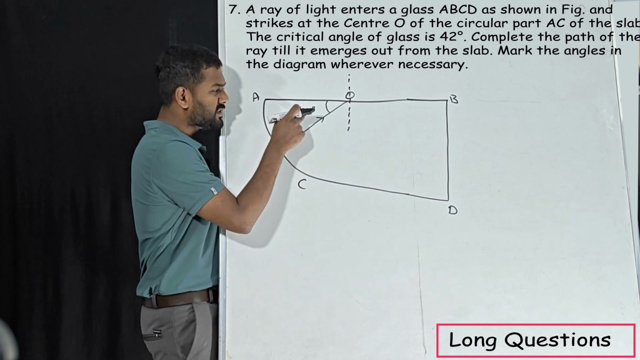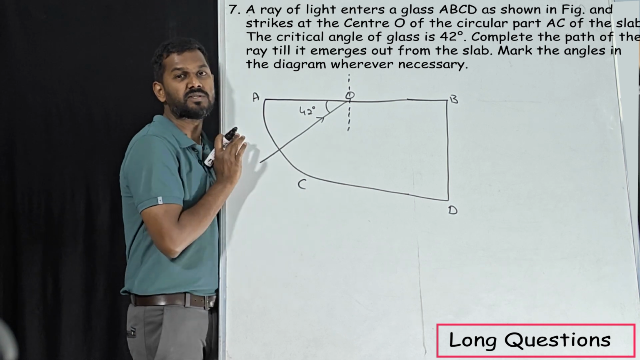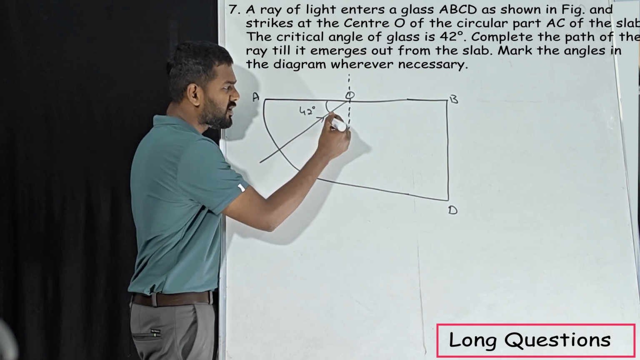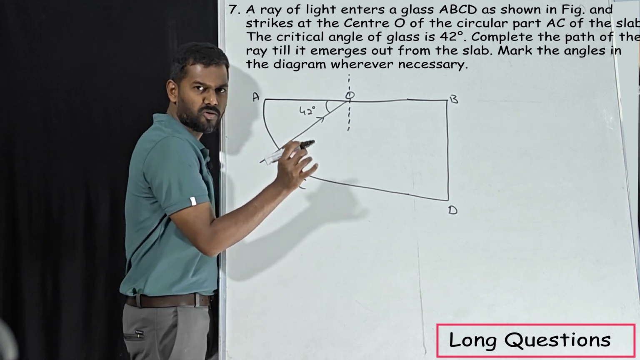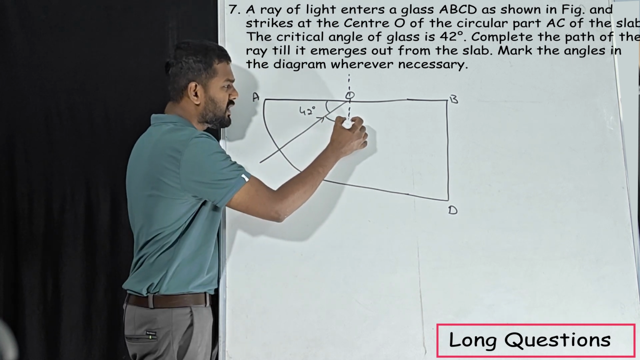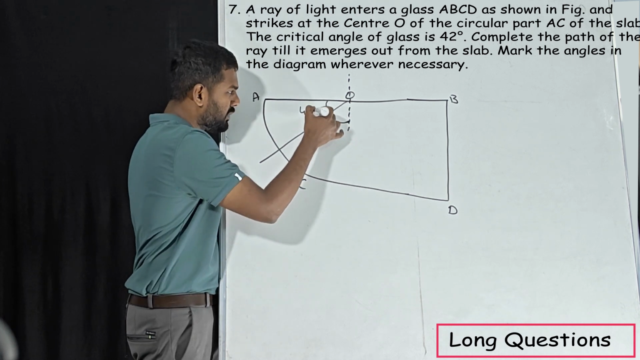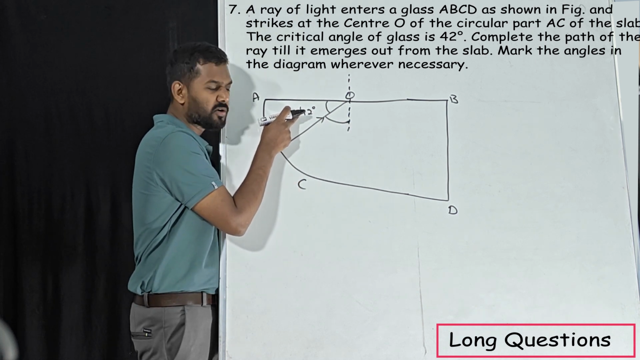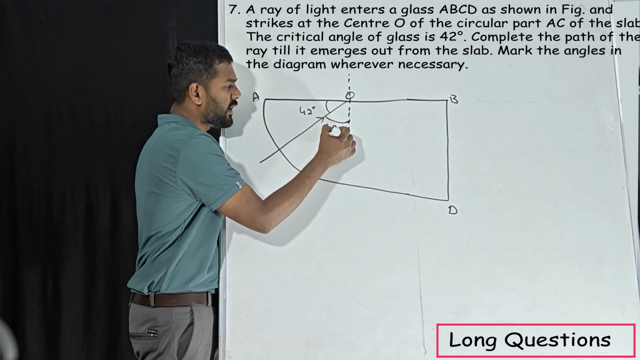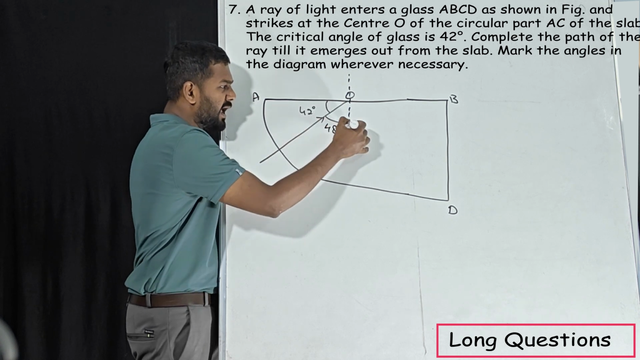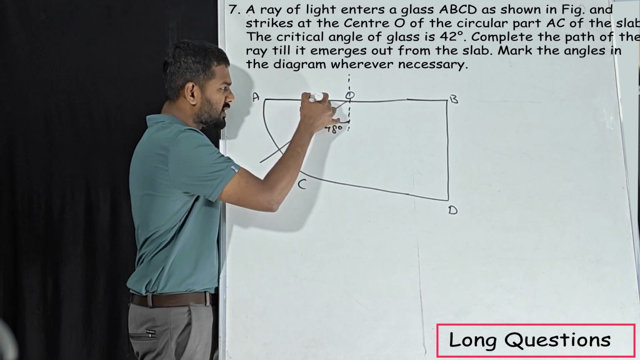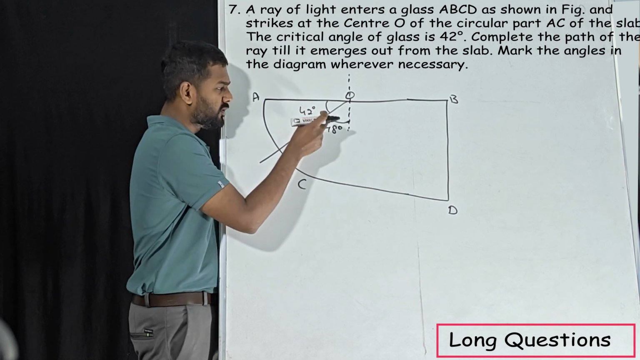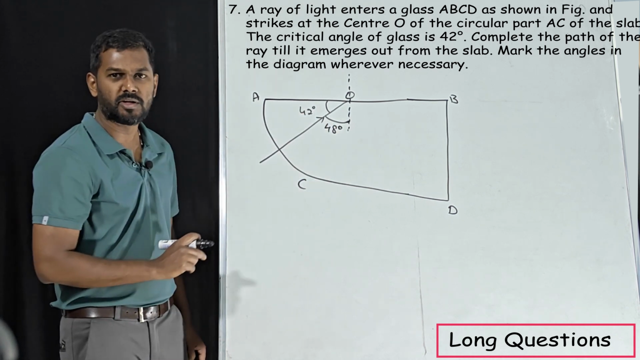Okay, so this angle is given. This is not the angle of incidence. What is the angle of incidence? The angle between the incident ray and the normal. This is the normal, right? You know how to draw the normal. Now this is the angle of incidence. So this complete angle is 90 degree. If some part is 42 degree, this will be 48. From the surface to this normal, it is 90 degree. Some part is 42 degree, this part will be 48 degree.